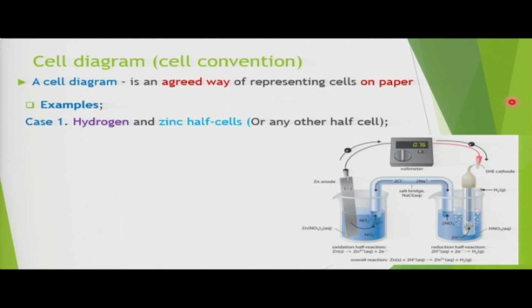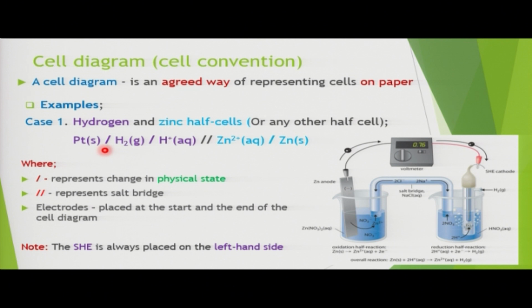How do I represent this cell on paper without indicating all these? This is how it is represented: platinum, salt, hydrogen gas, hydrogen cation, proton, then zinc cations and zinc salt. This single bar implies the change in the physical state, from a solid to a gas.